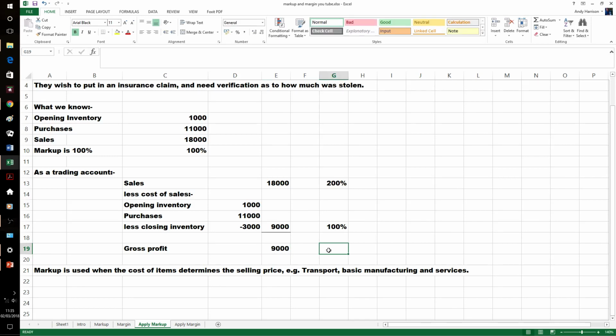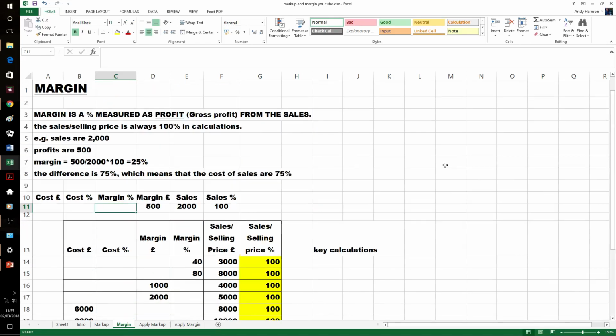Okay, now it's done. So we've worked out our cost of sales first, then our closing inventory. Very common form of exam question. So that's markup, the one that's most logical. Margin sometimes slightly easier in terms of the calculations.